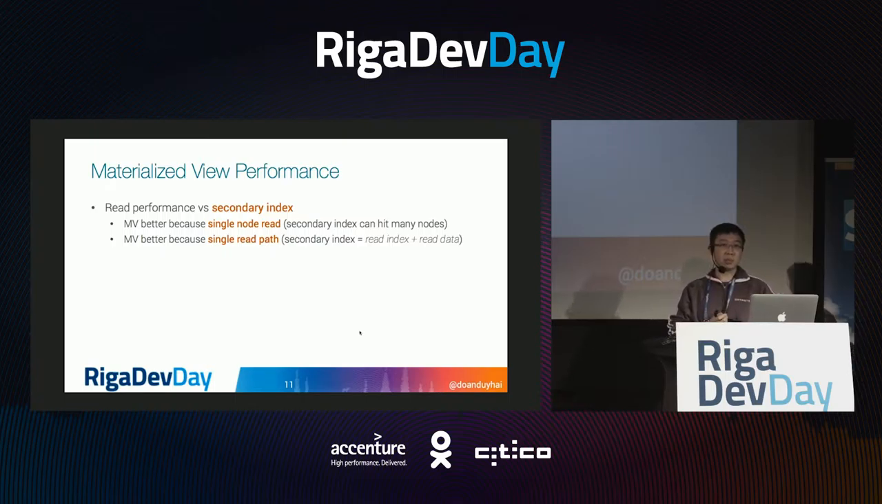Second thing is the read path on disk. When you are using index, you have two reads. The first read is to fetch the index data, and the second read is to fetch the original data from Cassandra. With Materialized View, you have only one single read path. The idea of Materialized View is I am ready to pay the cost at the write time so that when I'm reading, it is very, very fast.